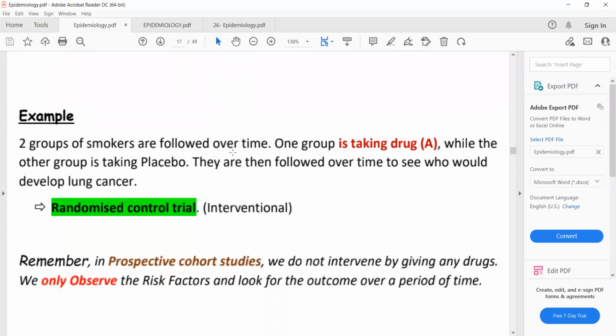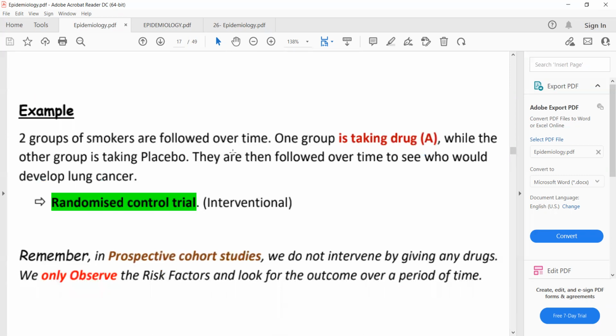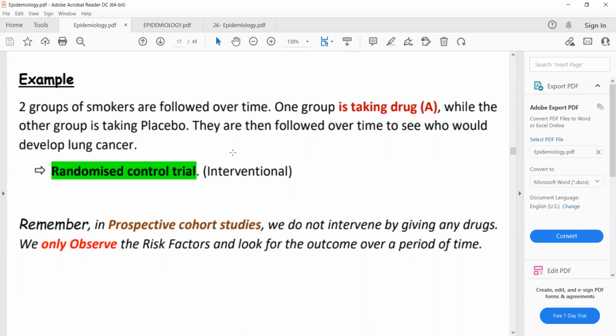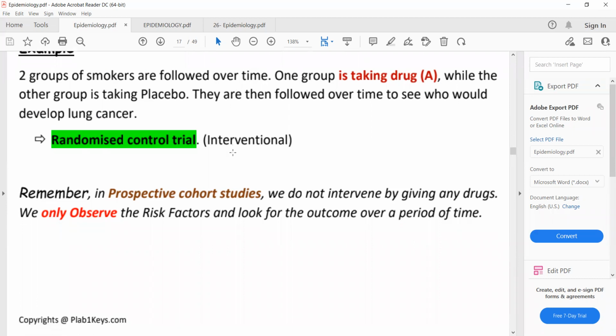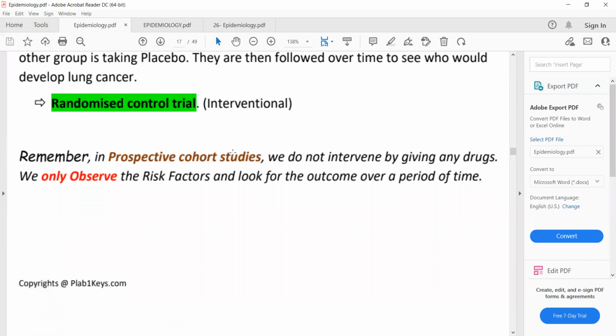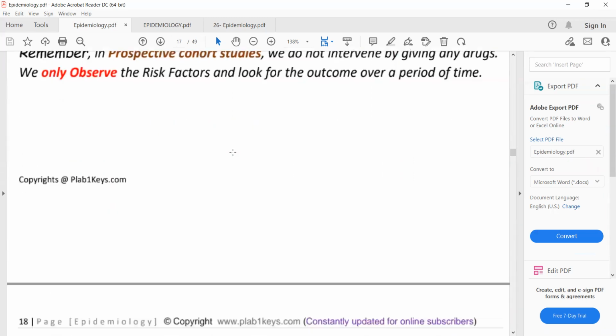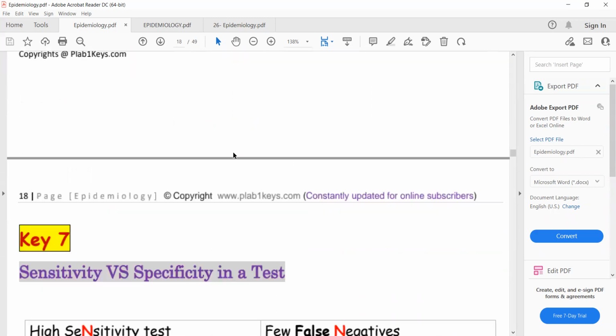So you can see that in a prospective cohort study, we only observe the risk factor and look for the outcomes, while in a randomized controlled trial, there is an introduction of an intervention. Like in this example, two groups of smokers, one was taking drug A, while the other group was taking a placebo. So if this type of scenario is given, then your answer should be randomized controlled trial and not prospective cohort study.